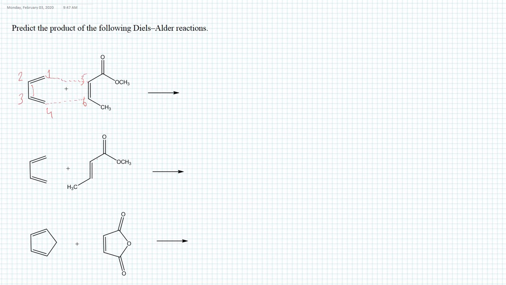Okay, so when you write the products for Diels-Alder reactions, you have to predict what is going to be your product. Since we are adding 4 carbons and 2 carbons and connecting them, we are supposed to produce a cyclohexene. So let's draw the structure of cyclohexene here. This is going to be our new product.